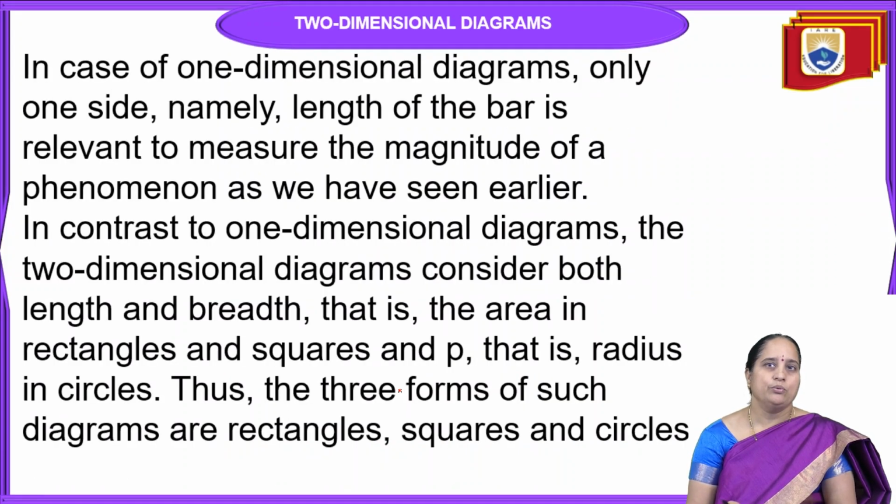The next, two-dimensional diagrams. In case of one-dimensional diagram, only one side, namely length of the bar, is relevant to measure the magnitude of phenomena as we have seen earlier. So in contrast to one-dimensional diagrams, the two-dimensional diagram considers both length and breadth. So that is the area in rectangles and squares and the radius in circles. Thus, the three forms of such diagrams, rectangles, squares and circles, fall under two-dimensional diagrams.